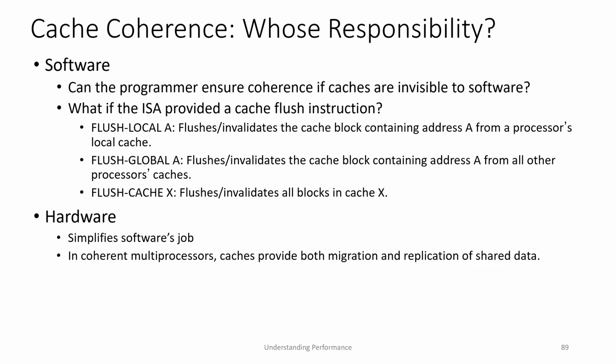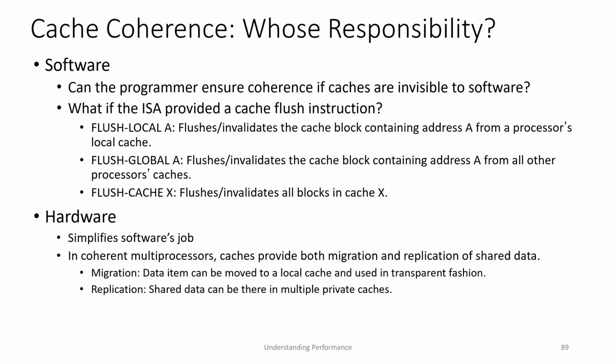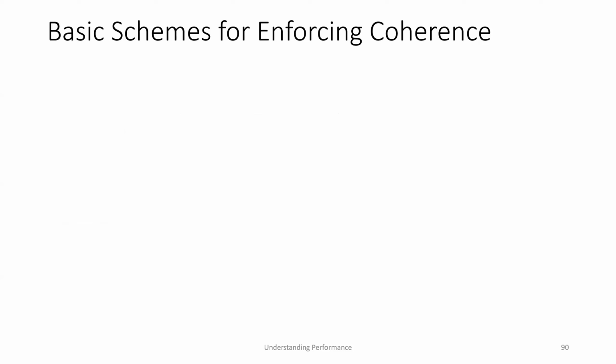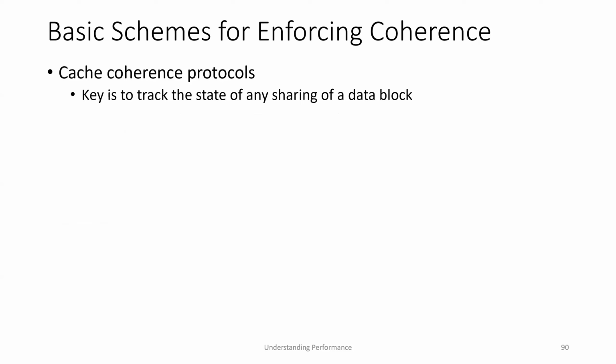In coherent multiprocessors, caches provide both migration and replication of shared data. Okay, migration is when we are moving, replication is when we are copying. Now there are a few basic but very powerful schemes that enforce coherence, which we call cache coherence protocols. And the main point is to track the state of any block that is being shared.